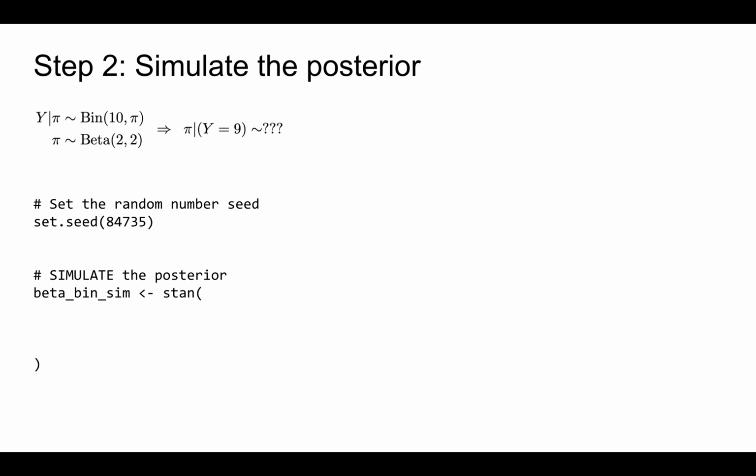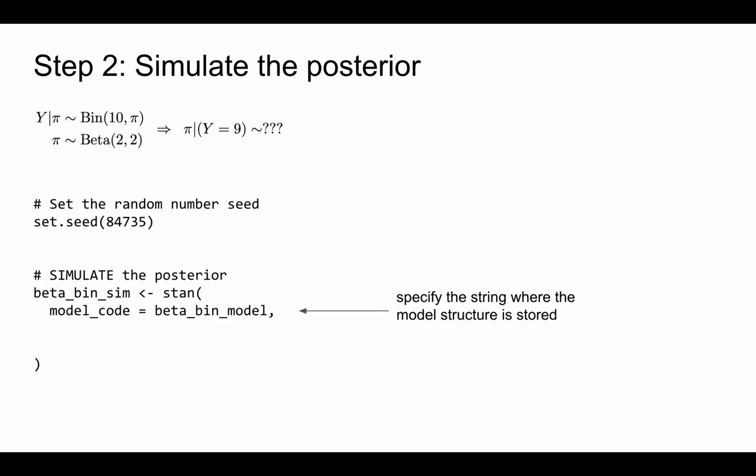Next, we'll use the stan function to actually simulate the posterior and store these results as beta_bin_sim. This stan function needs 3 pieces of information to run the simulation. First, we must indicate the model that we're interested in simulating, specifically the data and prior structure of the model since we don't know the posterior. To this end, we specify that the model code is defined by beta_bin_model, the string that we put together on the previous slides.